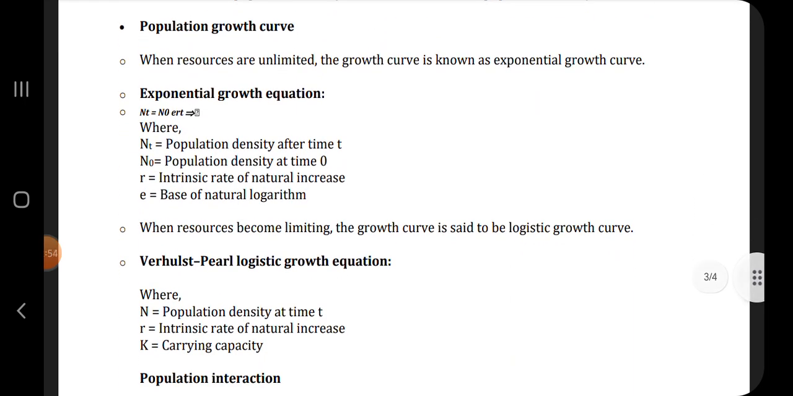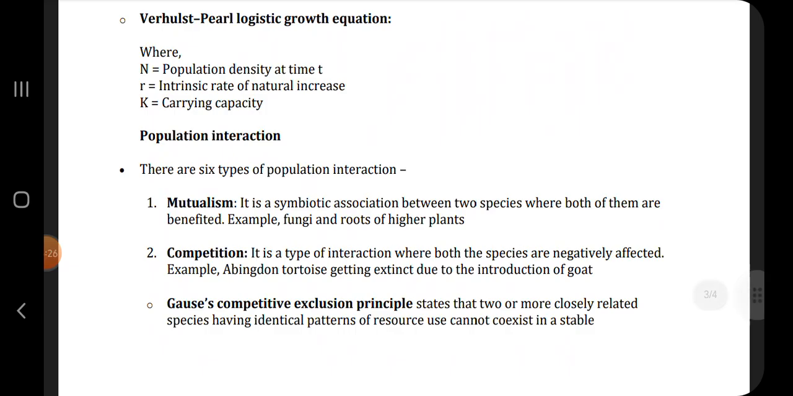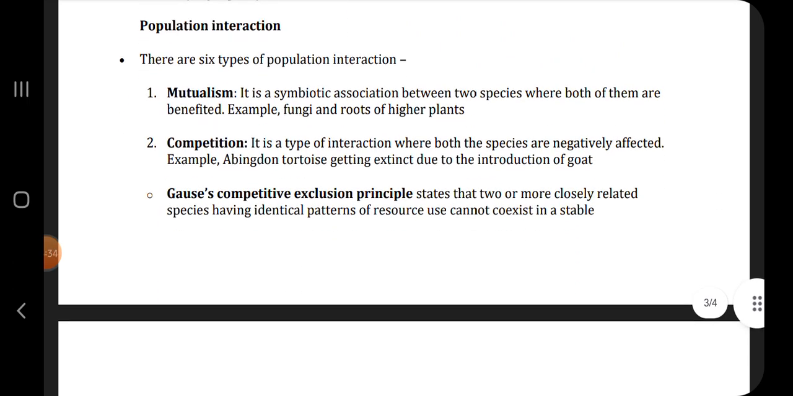Population growth curve: when resources are unlimited, the growth curve is exponential growth curve, and the exponential growth equation is Nt equals N0 e^rt, where Nt is the population density after time t, N0 is population density at time 0, r is the intrinsic rate of natural increase, and e is the base of natural logarithm. When resources become limiting, the growth curve is said to be logistic growth curve. Then Verhulst-Pearl logistic growth equation, where N is the population density at time t, r is the intrinsic rate of natural increase, and K is the carrying capacity.